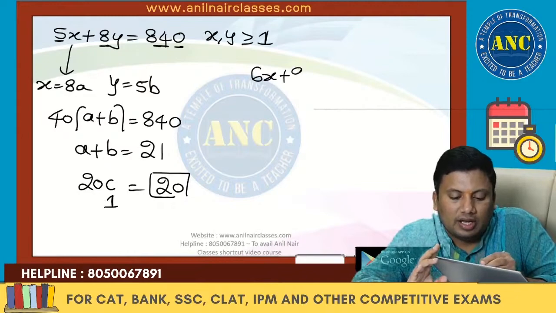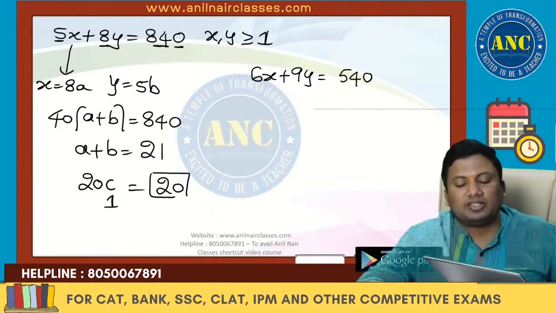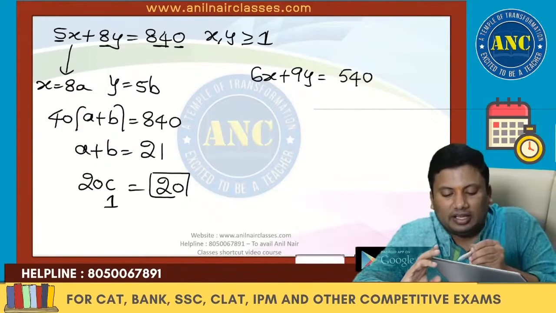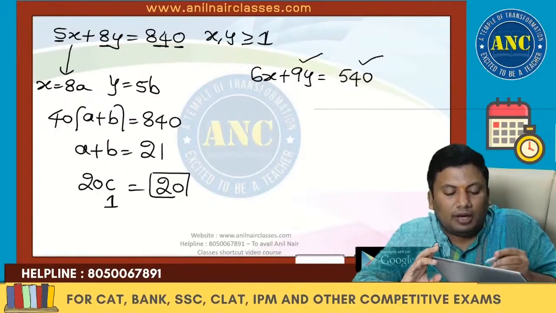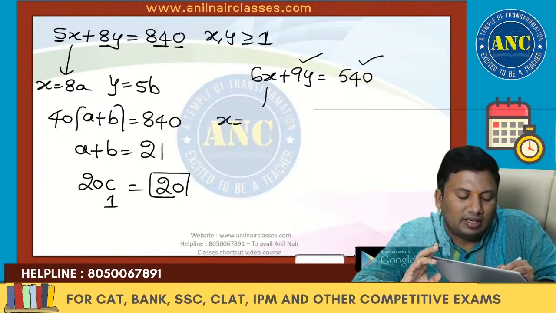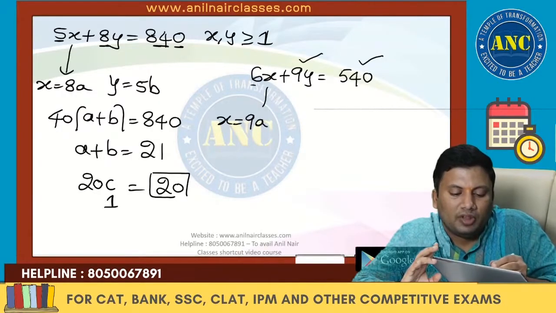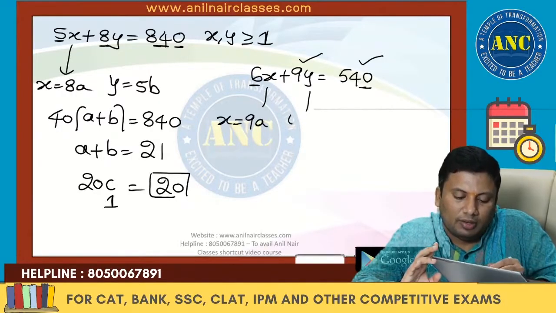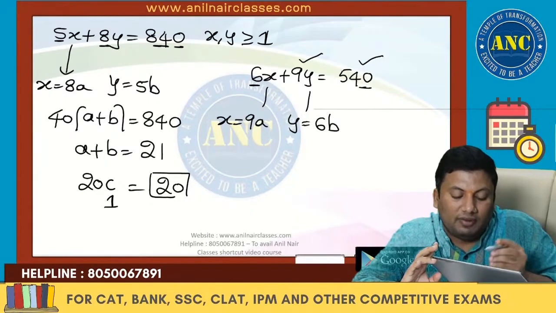6x plus 9y equals 540. 6x is divisible by 9, so x should be divisible by 9, x equals 9a. 9y is divisible by 6, so y should be divisible by 6.